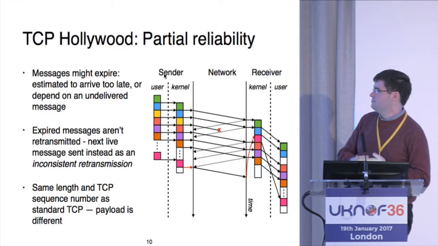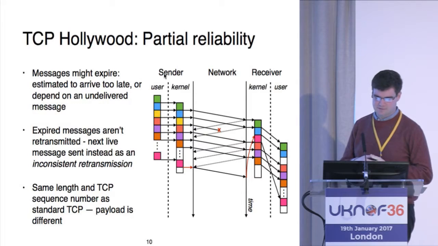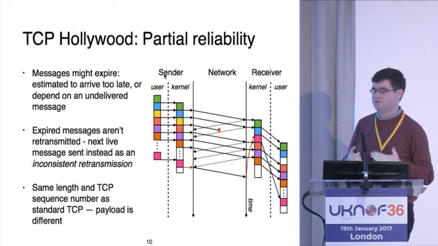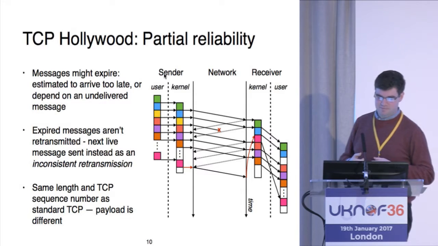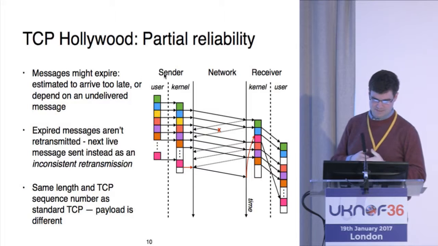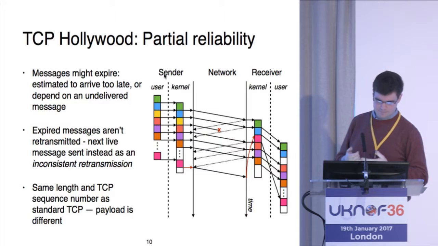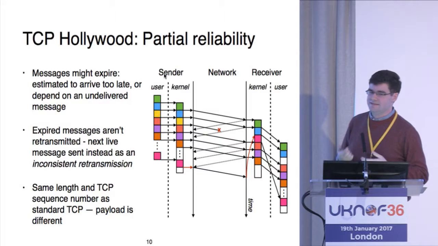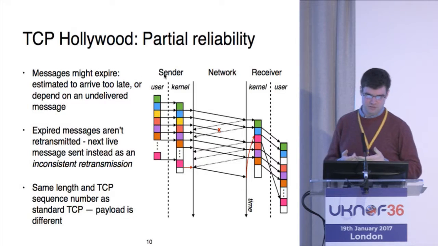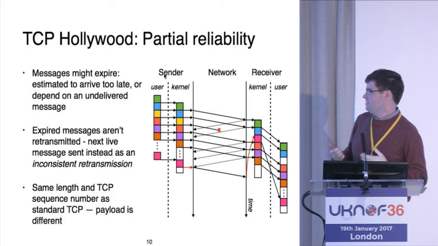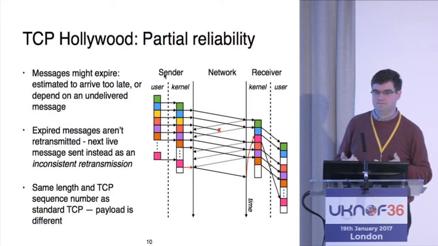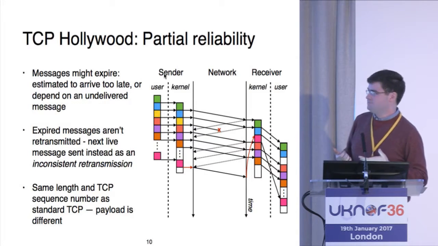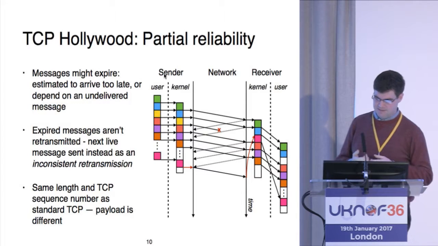Looking then at partial reliability. Again, we have this notion of timeliness. So messages might expire, might not be able to arrive in time to be played out. We might estimate, using an estimate of the round trip time, that they're not going to arrive on time. And so they might expire. Under TCP Hollywood, these expired messages are not retransmitted. What we do instead is find the next live message in the buffer, and send that instead. We use a mechanism known as inconsistent retransmissions. So we send the same length and TCP sequence number as we would under standard TCP, but we switch out the payload, and we send this live message instead.